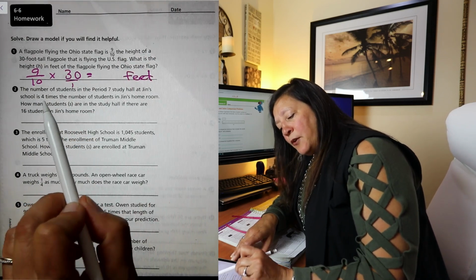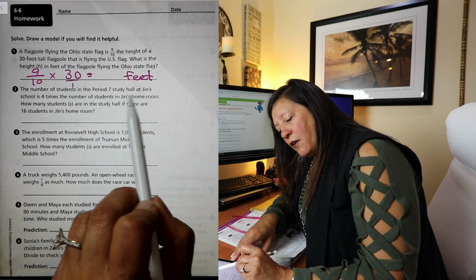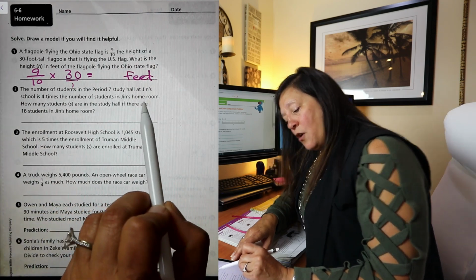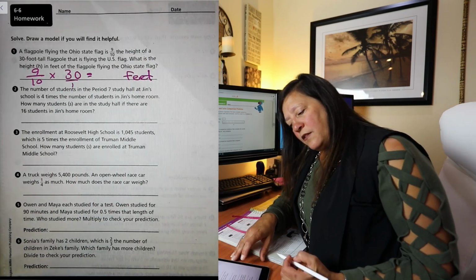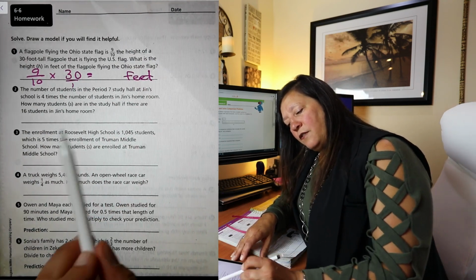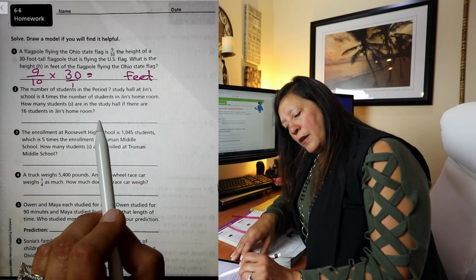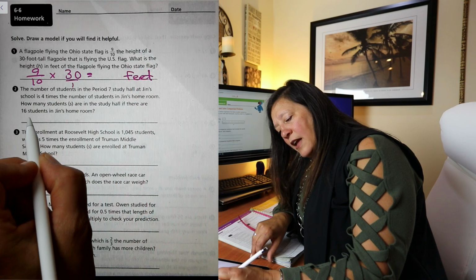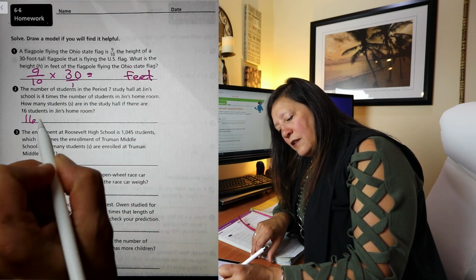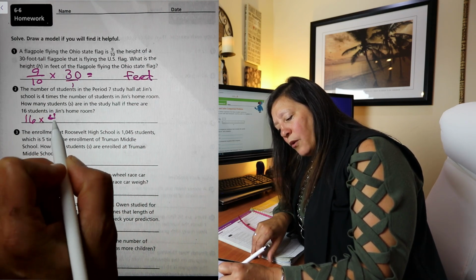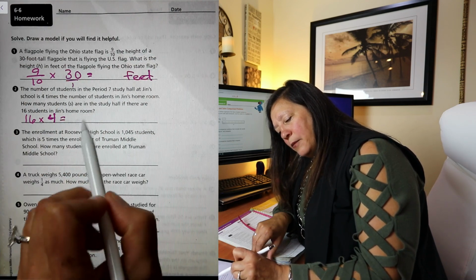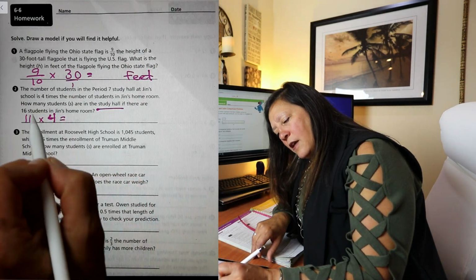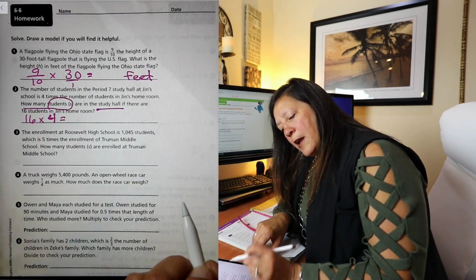Number 2, the number of students in period 7 study hall at Jin's school is 4 times the number of students in Jin's homeroom. How many students are in the study hall if there are 16 students in Jin's homeroom? Okay, so here we have, there are 4 times the number, so 16 students in the homeroom times 4 is going to give you how many are in the study hall. Again, your label is how many students, okay?